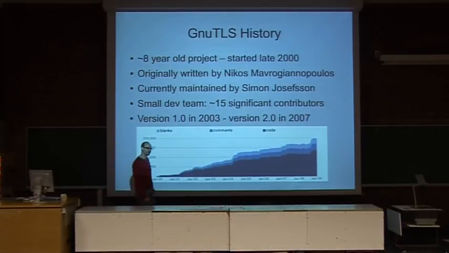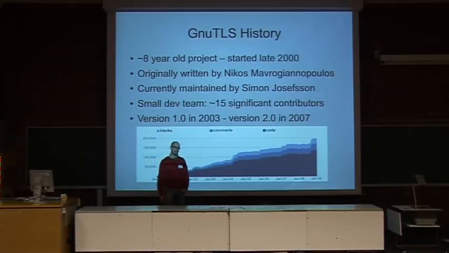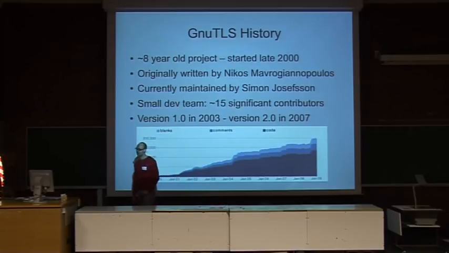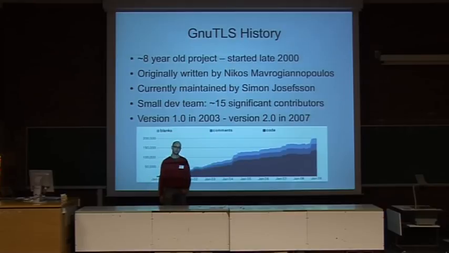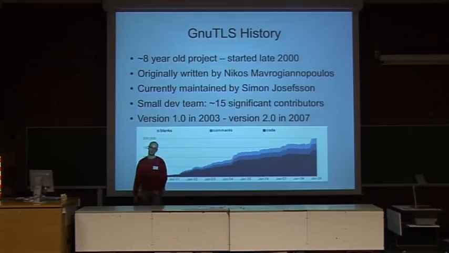So some history about GNU-TLS. It's an 8-year-old project. Nikos wrote it initially and was the maintainer for several years. I've maintained it since, I think, 2005 or something like that, because Nikos didn't have enough time to work on it. Nikos is still around and is the largest contributor today, besides myself.